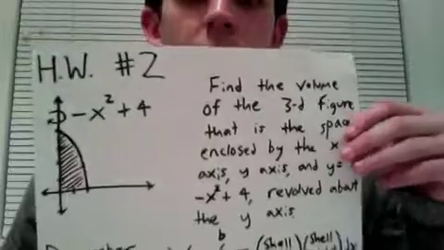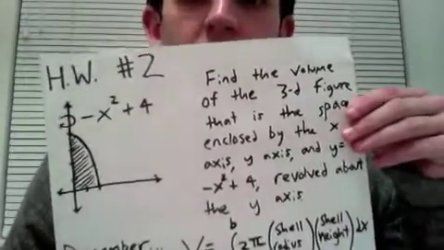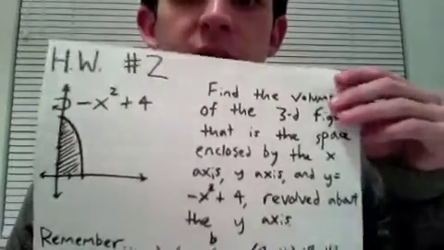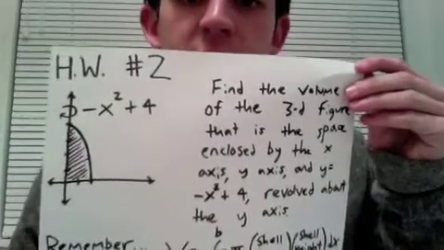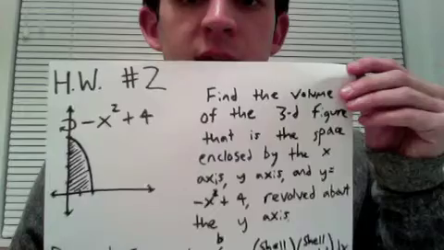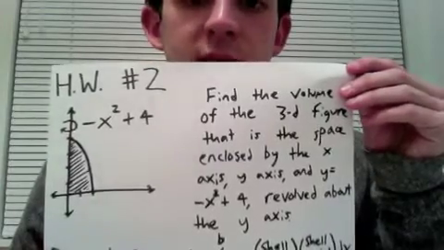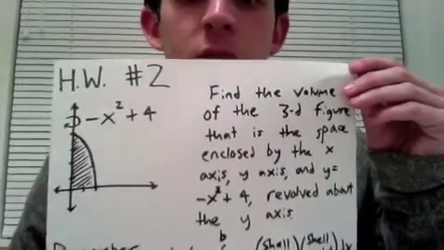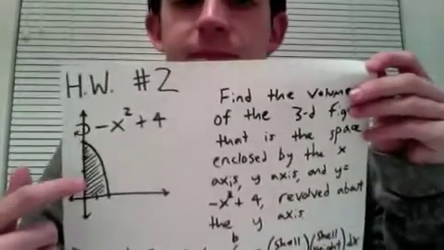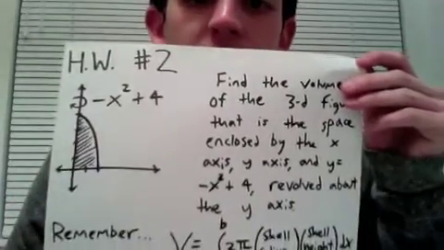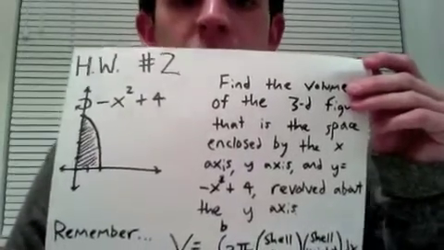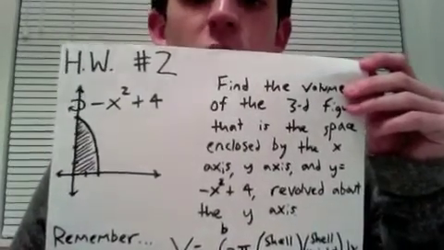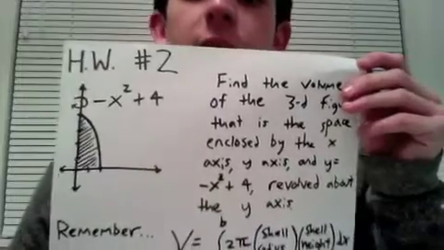So for the last homework problem, what you're going to be doing is finding the volume of the 3D figure that is this space that's enclosed by the x-axis, the y-axis, and the equation y equals negative x squared plus 4, revolved about the y-axis. And remember that the equation for the shell method is volume equals the integral from a to b of 2 pi times the shell radius times the shell height.